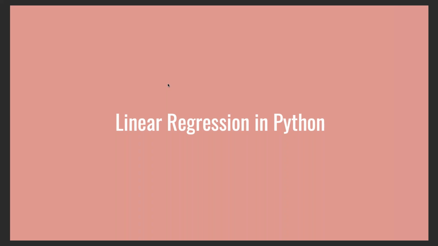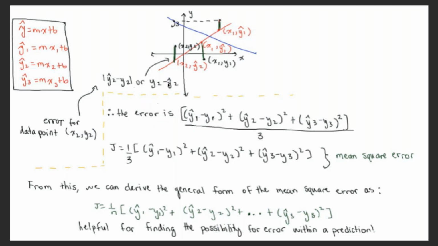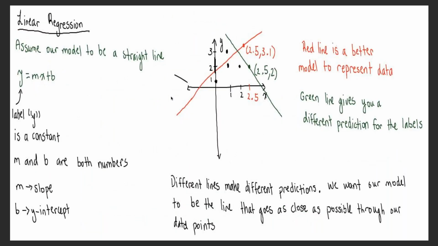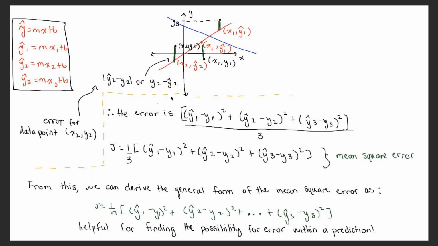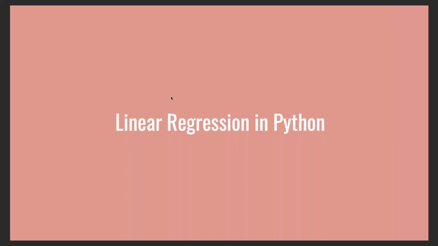So now that we've discussed a bit about linear regression in general, we're now going to discuss more specifically the computer science aspects of this. We just discussed the mathematical aspects, which was learning what linear regression is, the line of best fit, and how to calculate possibility for error. But now we're going to go into linear regression with the Python programming language.